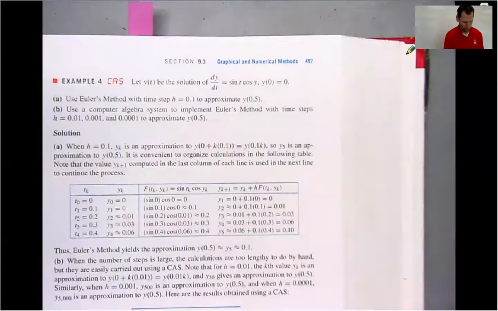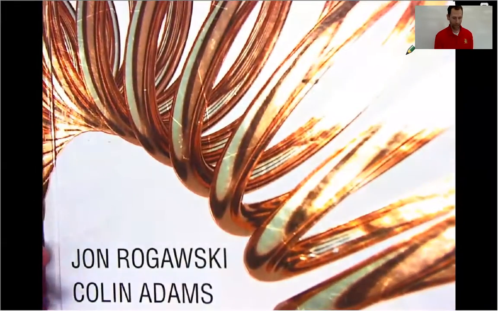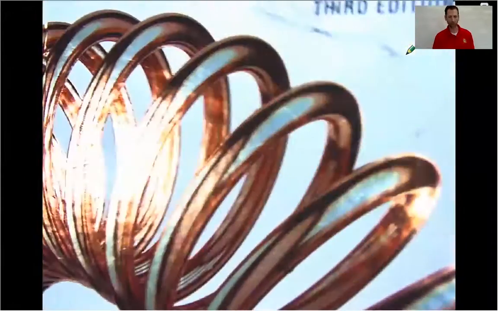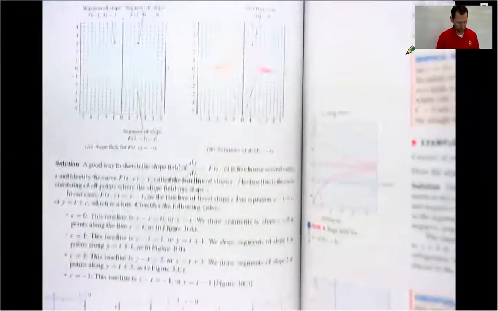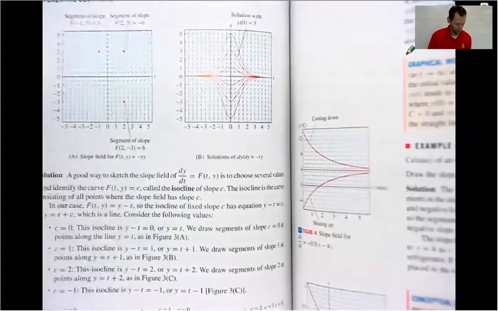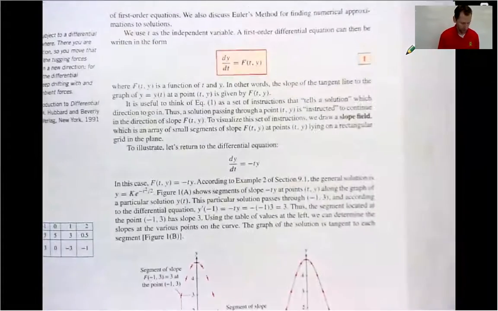Okay, so I'm just looking at a textbook here. This is a textbook written by Rogawski and Adams, Early Transcendentals Calculus, 3rd edition. This is a textbook that we use here at Stephen F. Austin State University. So I want to look at just an example of this.